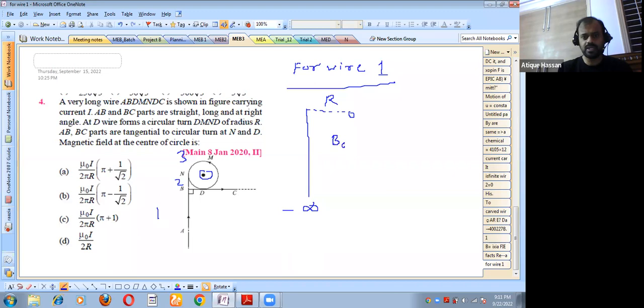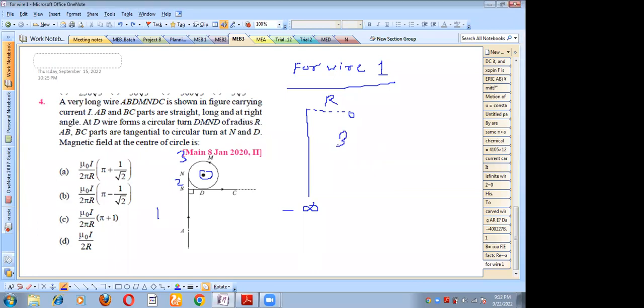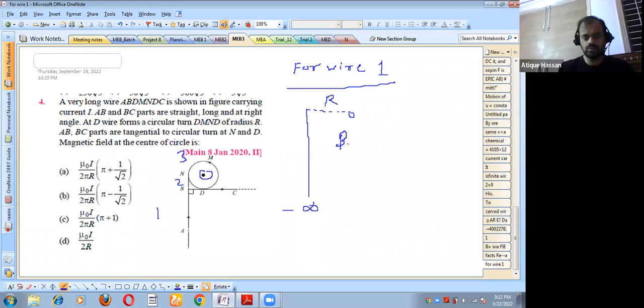Here we can find the magnetic field at point O by using the formula. What is the general formula? In the last class we found the magnetic field due to a half wire, right? So what is the value? Anyone? What will be the magnetic field at point O? Mu naught I by 4 pi r. Correct. So B at O will be mu naught I by 4 pi r. This is due to the half portion of an infinite current carrying wire.